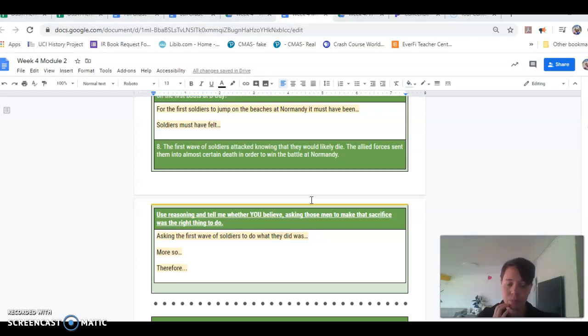More so, you're adding extra details. Like additionally, this was the right thing to do because, and therefore you're giving me one more reason, kind of summing it up. So again, this last question is asking you to think about, was this the right choice to make? Knowing that soldiers were going to die, was that the appropriate thing for the Allied forces to do?